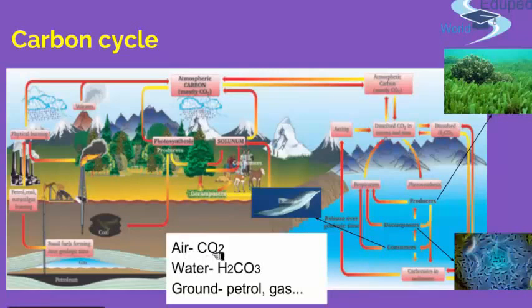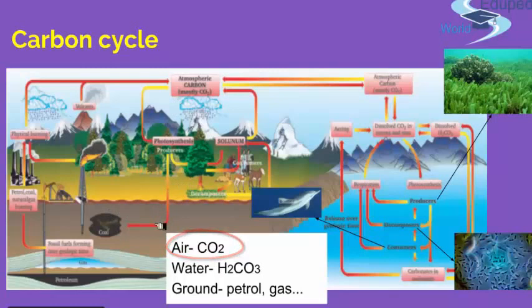So in the air, it can be found as carbon dioxide. In water, it's like H2CO3, like a bicarbonate, and in the ground, it's like natural gas or petrol and so on. You're familiar with that. Usually, living creatures use CO2 as the main source of carbon.